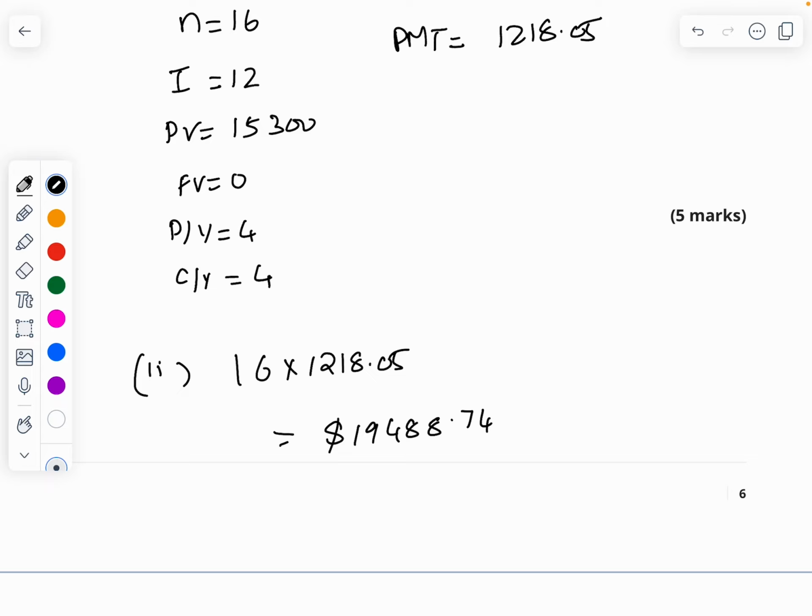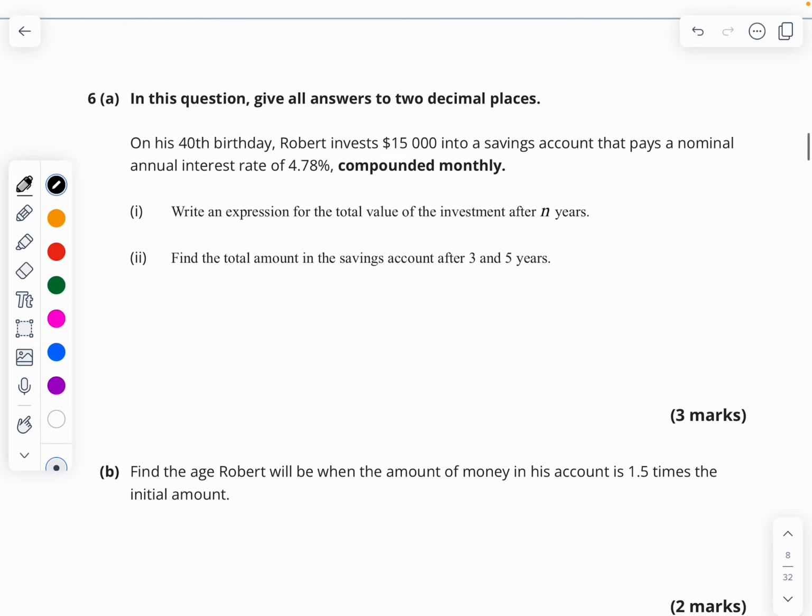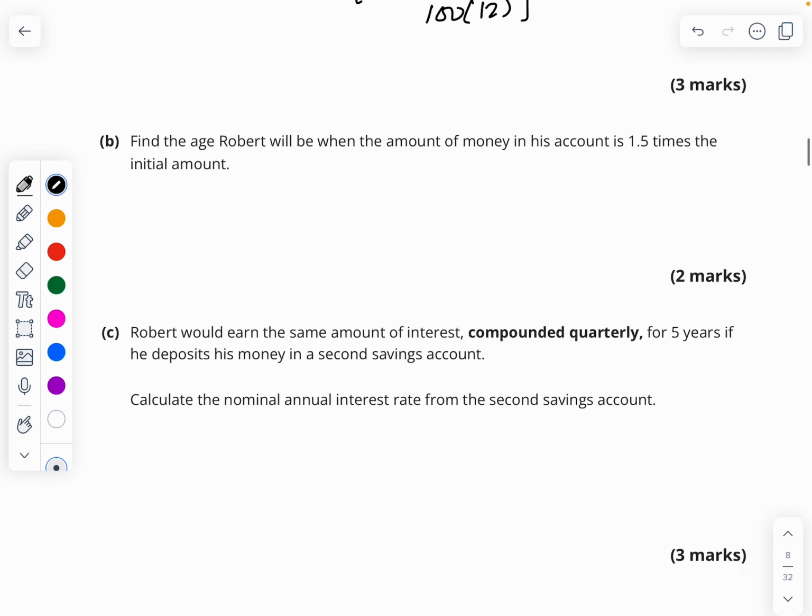Now coming to question number 6. On the 40th birthday, Robert invests 15,000 into a savings account that pays a nominal annual interest rate of 4.78% compounded monthly. Write an expression for the total value. So we have to use the formula. Final value equals principal value times 1 plus 4.78 divided by 100 times 12, to the power of 12n.